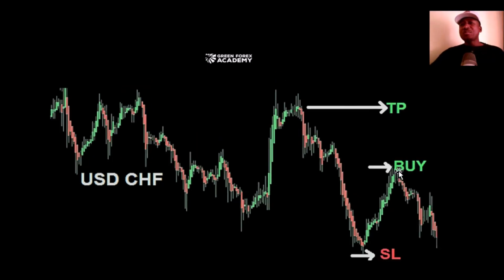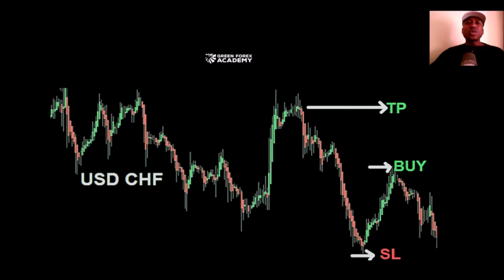You see the price of the market at this point went down, and from this point a trader will be hoping the price will push to the upside so that he can take profit at this point and then put a stop loss here, but the price went down and hit the stop loss.